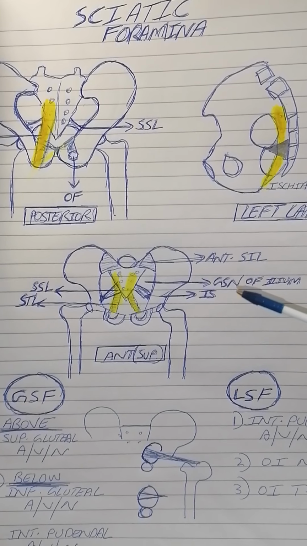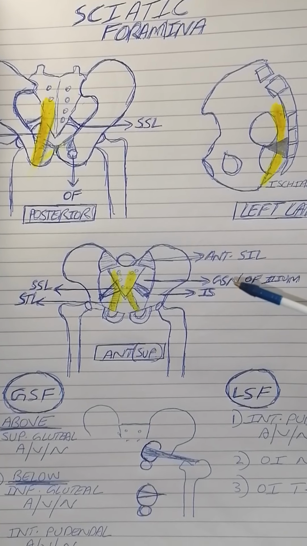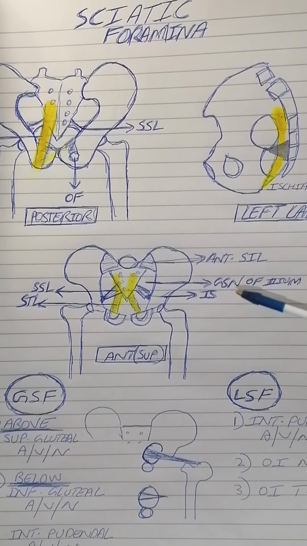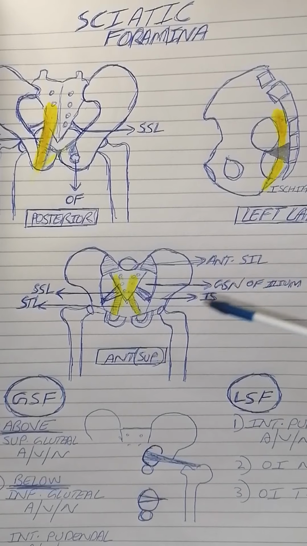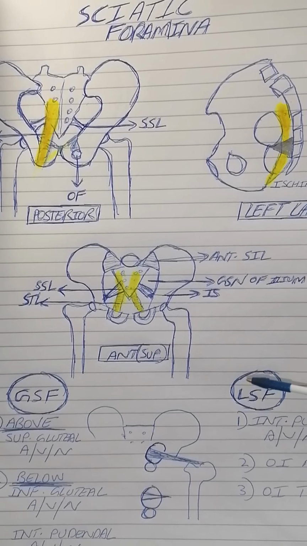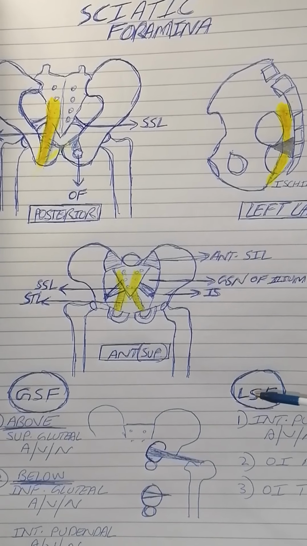Hello everyone, let's talk about a very important topic, sciatic foramina, and very important structures pass through these sciatic foramina. There are two of them. One is your greater sciatic foramen, GSF, and one is your lesser sciatic foramen, LSF.